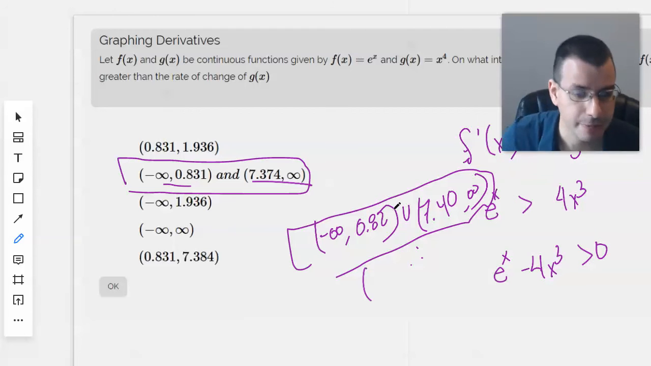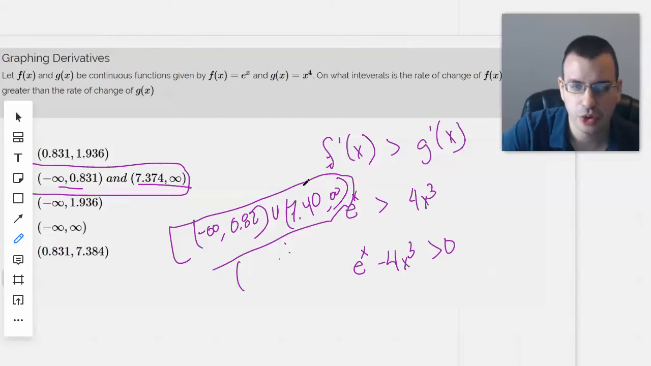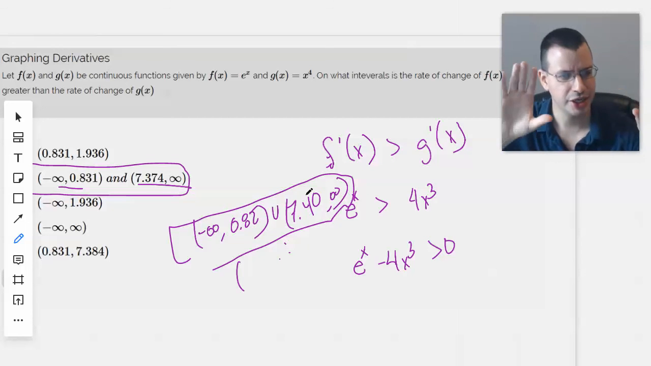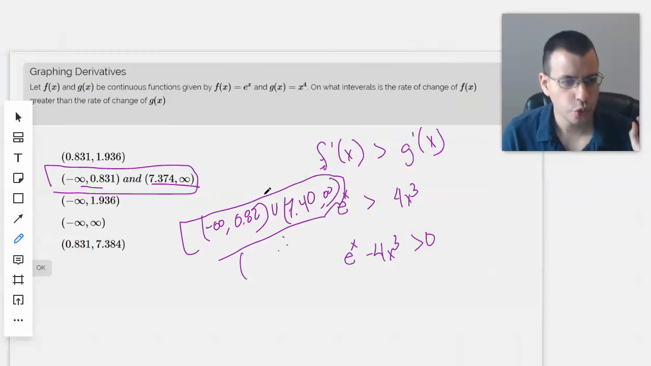Okay, backtrack. So we're given two functions. We're asked when the rate of change of one is greater than the other. We're like, okay, rate of change, derivatives. We found the derivatives, and then we forgot about everything else. We have this rate of change and this rate of change. Find the difference, so when one is greater than the other, graph it.